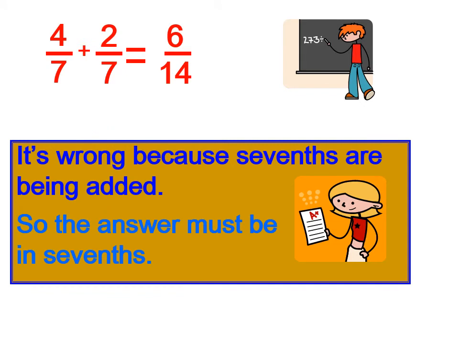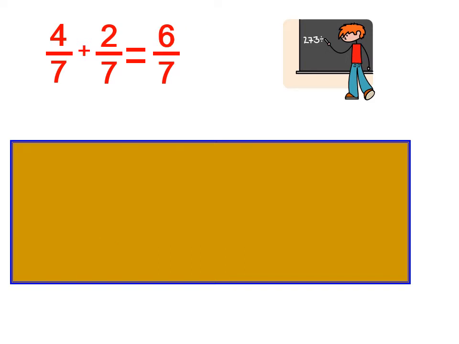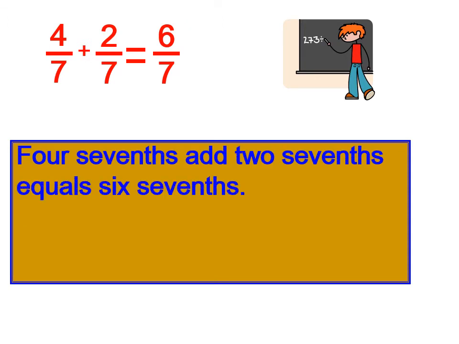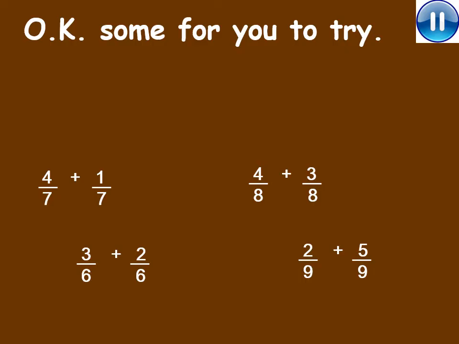All right, so the answer must be in the sevenths. So the 6 is correct. 4 and 2 is 6. But 7 and 7 is not 14. We've got to keep the denominator the same, so it must be sevenths. Okay, there we go. So 4/7 and 2/7 is 6/7.